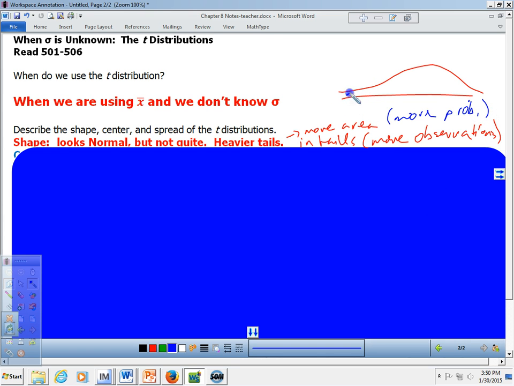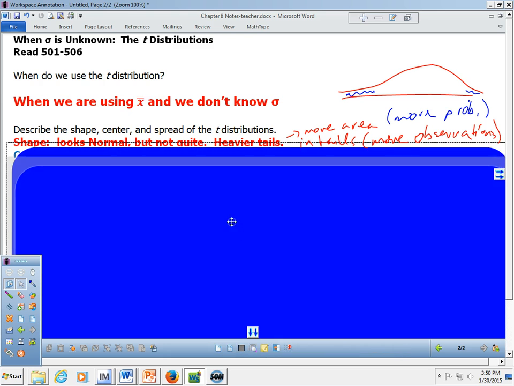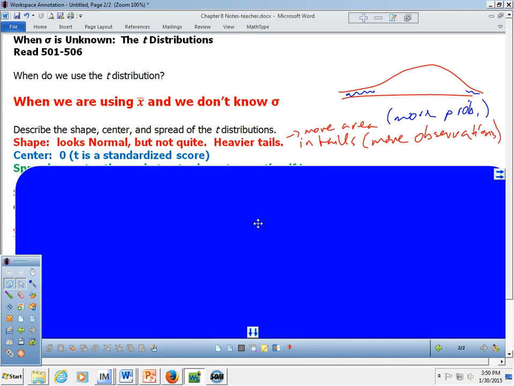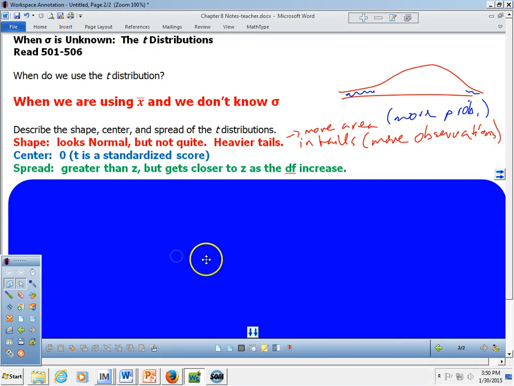So here, there's going to be more area in here than there is in a normal curve, okay? Therefore, it's going to have to be a little bit flatter, and the spread's going to be a little bit wider, okay? So the center is still going to be at 0. Again, it's standardized. This is what happens when we standardize all of those sample means. The center is still at 0. That's where the center is for any standardized curve, whether it's the z-scores or what we're going to call t-scores now. Right, t is a standardized score.